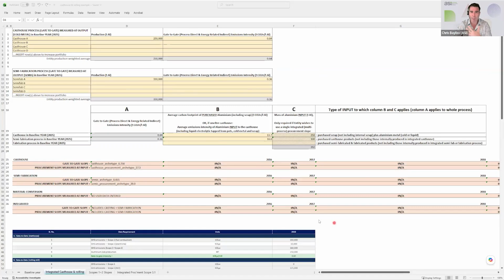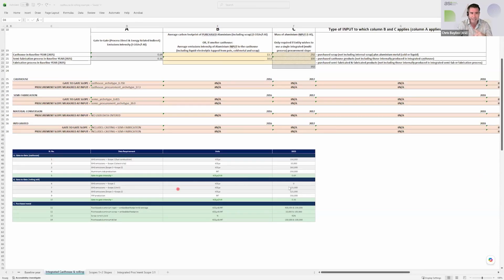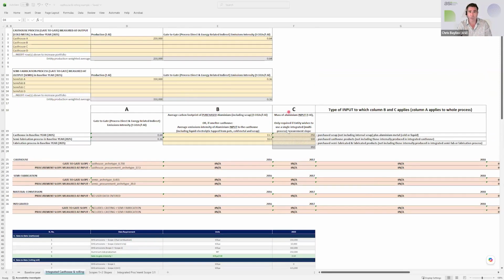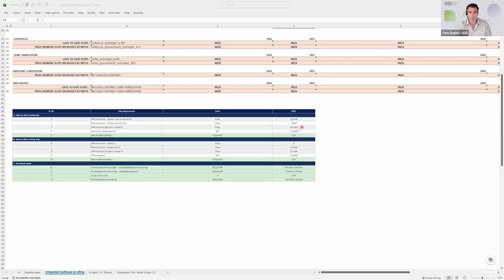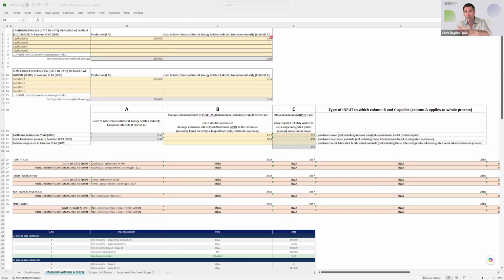We have an output of cast house of slab of 250,000 tons. The first thing we do is add in 250,000 tons up here. We have gate-to-gate emissions, that's to say scope 1 and scope 2 in our cast house. You'll remember dominated by fuel combustion. 150,000 tons from fuel combustion and 10,000 tons of CO2 equivalent coming from electricity use in the cast house. So that's 160,000 tons. 160 divided by 250 equals 0.64. So we add 0.64 up here as our intensity.